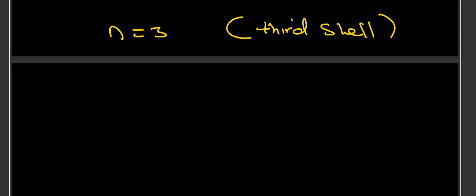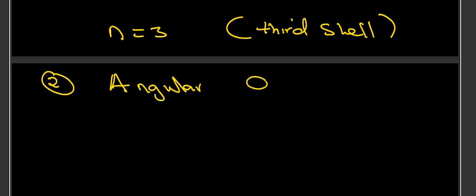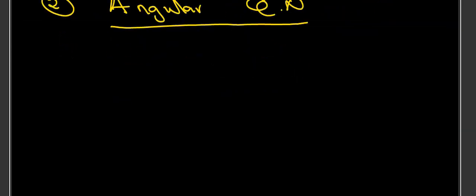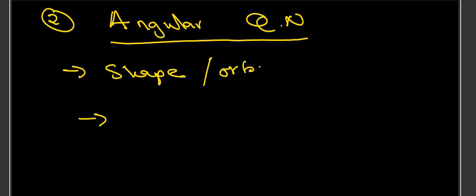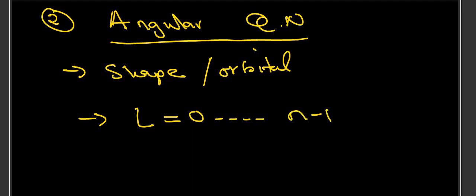Then the second type of quantum number is called the angular quantum number. This angular quantum number tells us the shape that we're dealing with, and also the orbital that you're dealing with. What type of orbital are we dealing with? And this can always be gotten if you have the principal quantum number. If you notice, the angular quantum number depends on the principal quantum number, because the angular quantum numbers range from 0 until you have n minus 1.